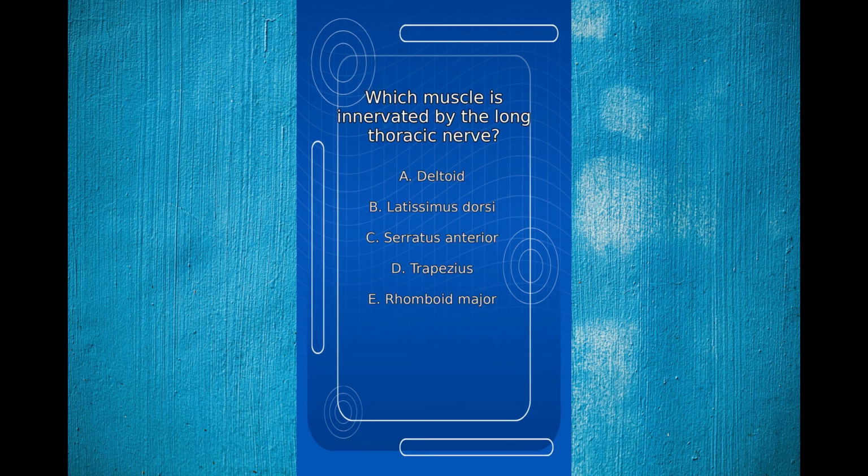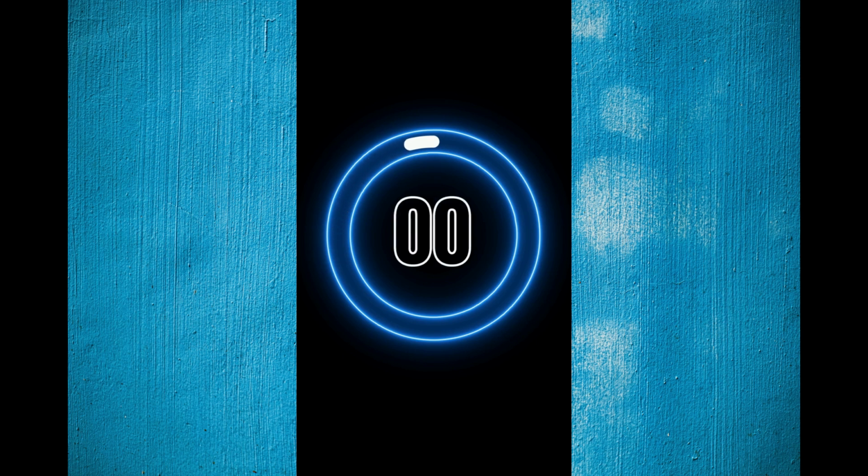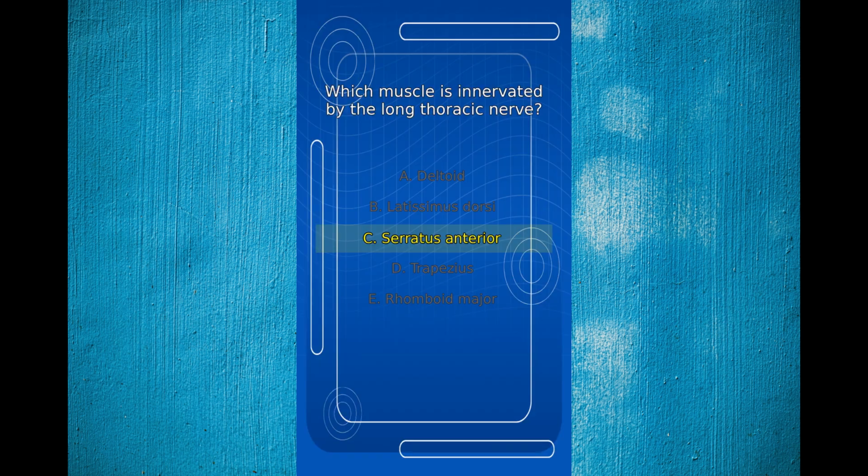Which muscle is innervated by the long thoracic nerve? The correct answer is C. Serratus anterior. The serratus anterior is innervated by the long thoracic nerve.